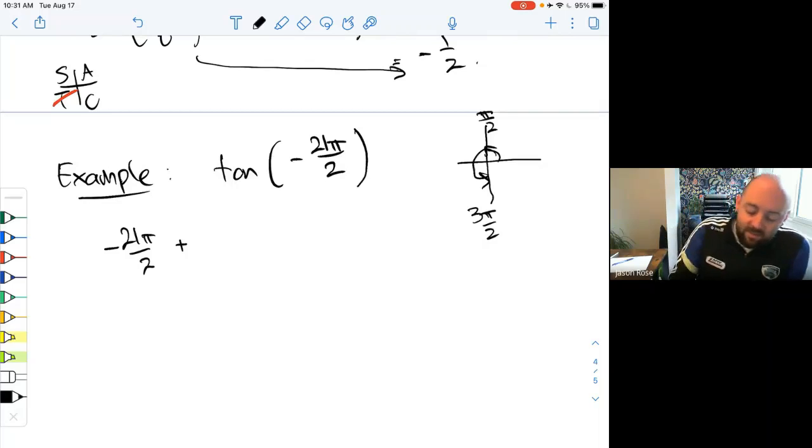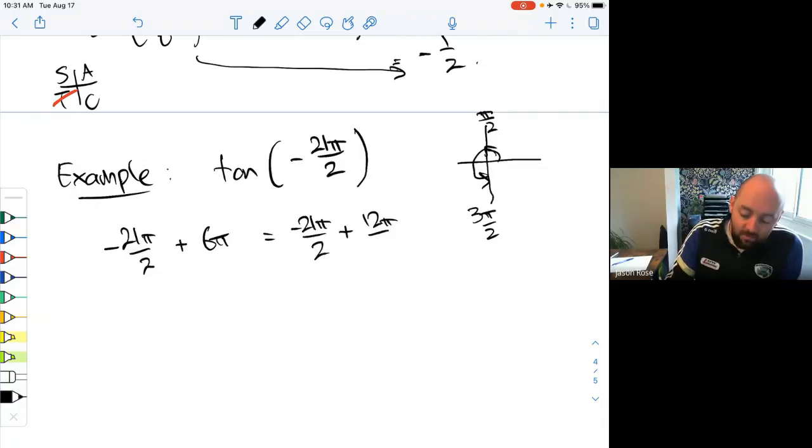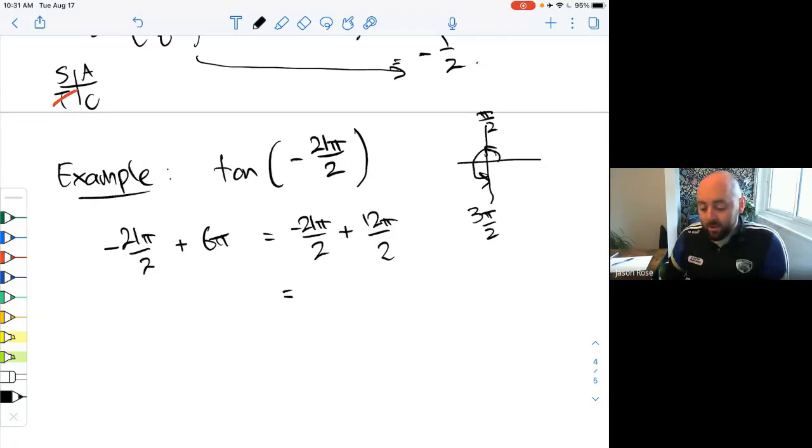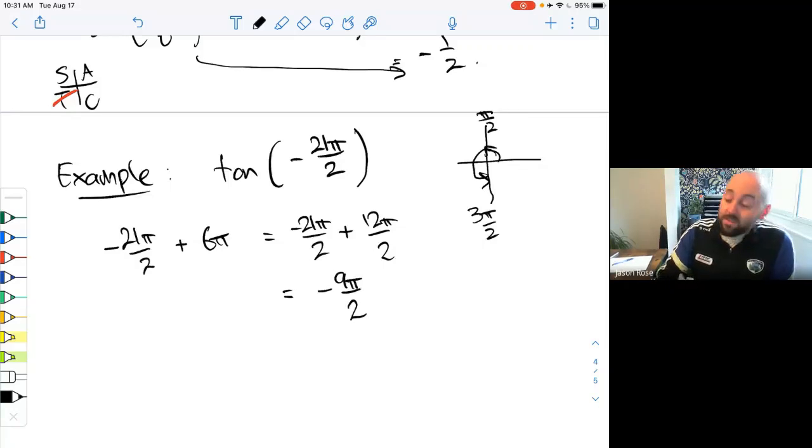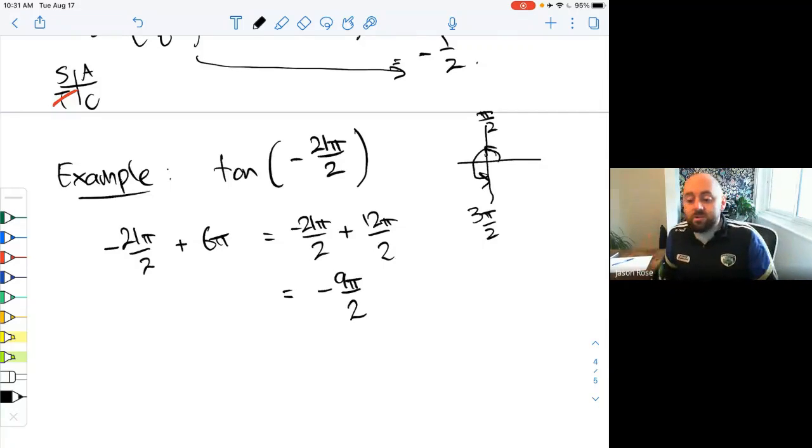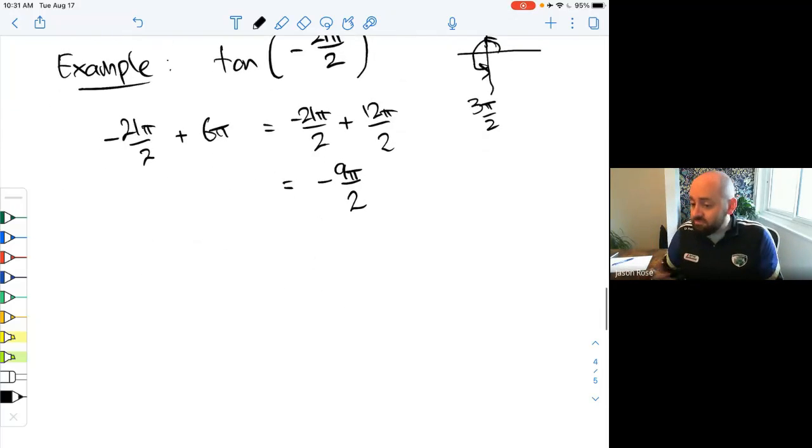So Evan's instinct, Evan said 6 pi. Yeah, so let's see what happens if I add 6 pi. I can do minus 21 pi over 2. 6 pi is the same as 12 pi over 2. If I add 12 to negative 21, I get negative 9 pi over 2. So I'm still not quite there, but I'm closer, so I can just try again.